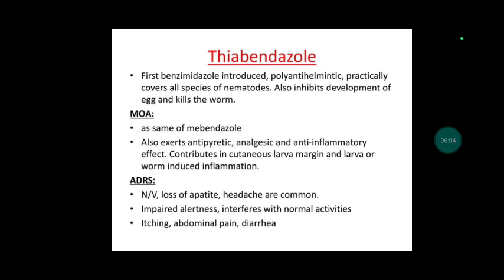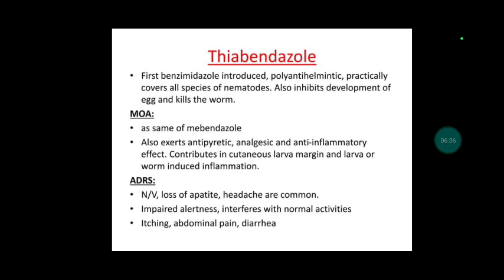Now next is thiabendazole. It is the first benzimidazole introduced. Antihelminthic, practically covers all species of nematode. So this thiabendazole covers all species of the nematodes. Also inhibits development of egg and kills the worms. Now, mode of action: it is same as the mebendazole. Also exerts antipyretic, analgesic and anti-inflammatory effects. Contributes in cutaneous larva migrans and larva or worm induced inflammations.